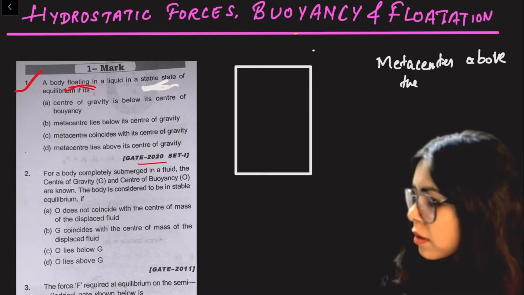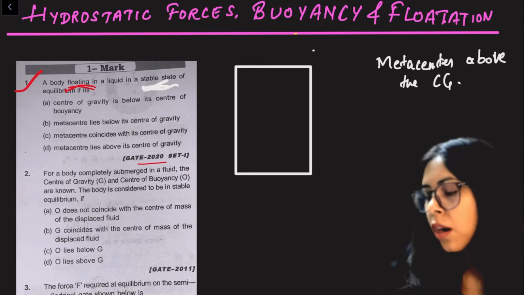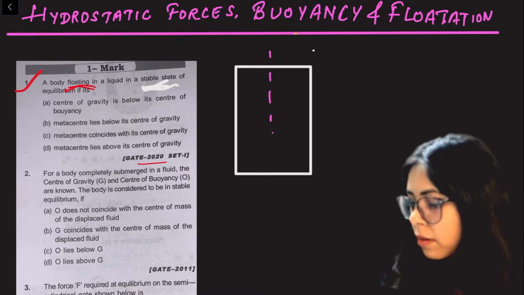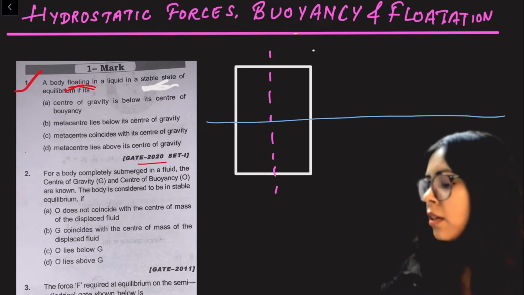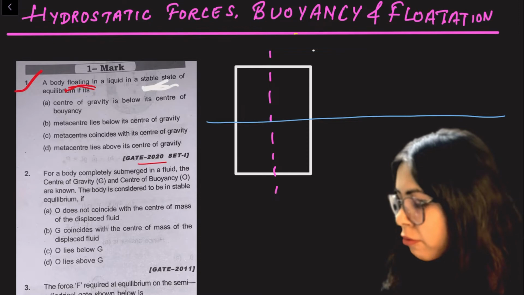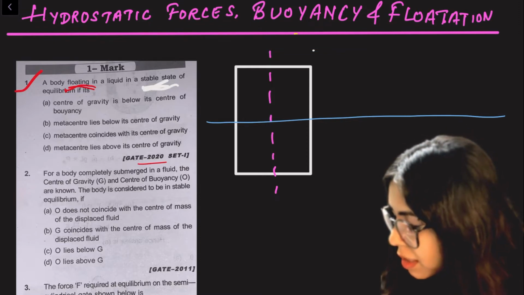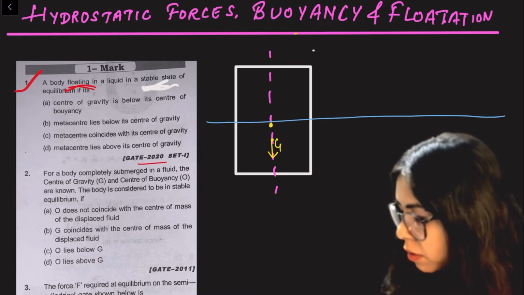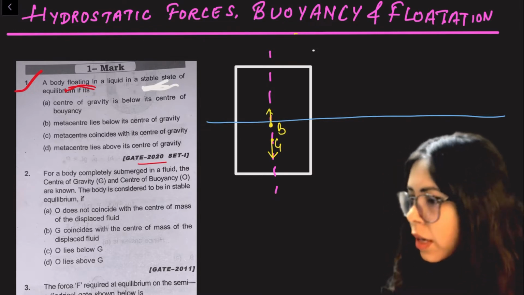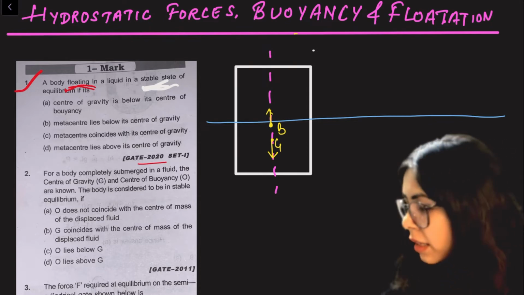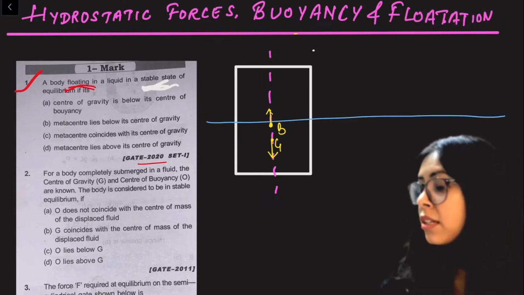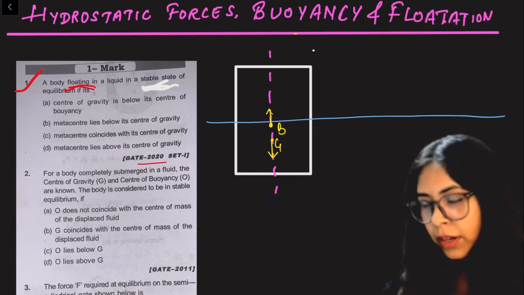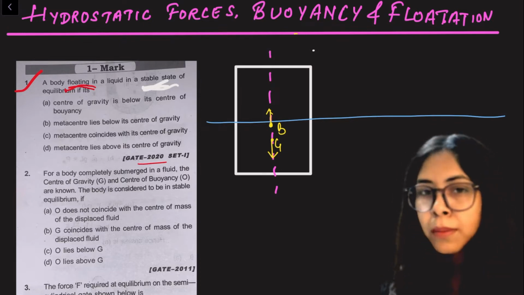the center of gravity. So how does it work? Let's say I have this body, which is in liquid. Let's say the gravity is somewhere here, which acts downward, and buoyancy is somewhere here, acting upward. If I talk about the metacenter in this case, I have said that in floating bodies the metacenter should be above the gravity. That means the distance GM should be positive.